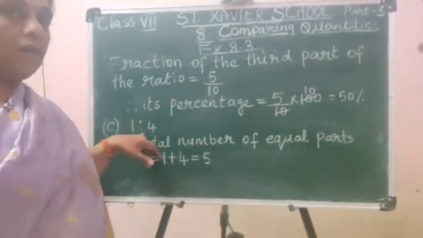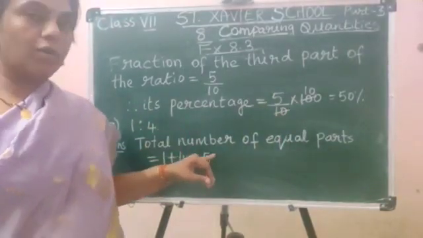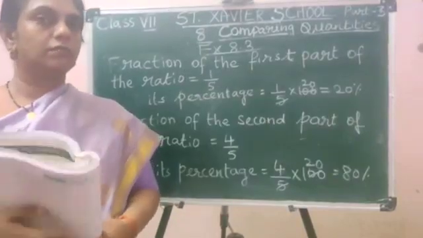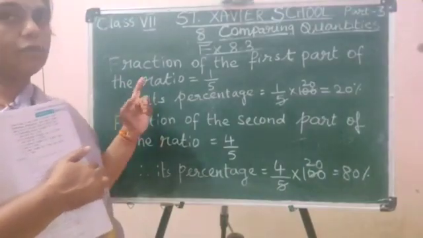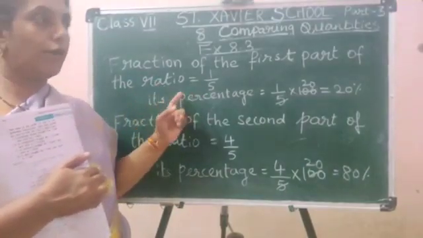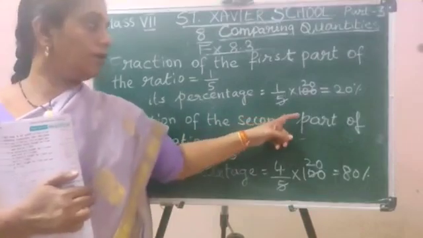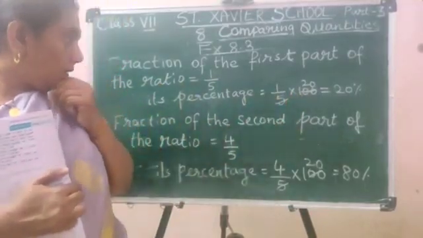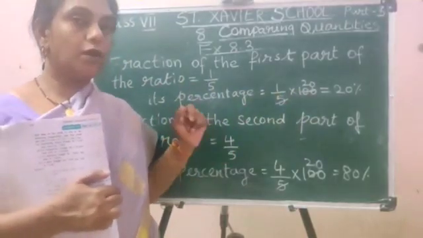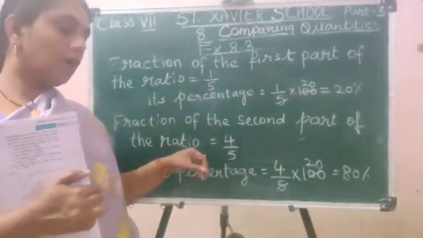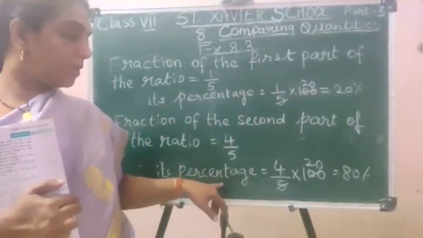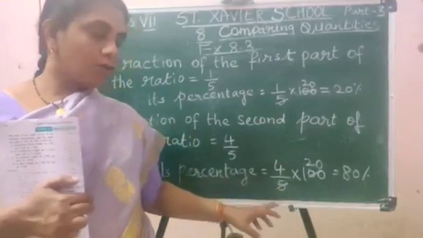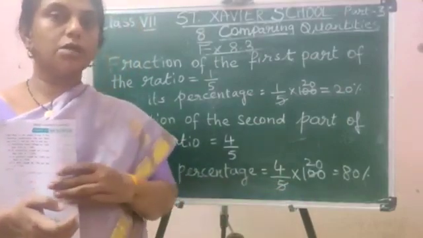Question number C. 1:4. So, the total number of equal parts is 1 plus 4 equal to 5. Now, the fraction of the first part of the ratio is 1 by 5. Its percentage is 1 by 5 into 100. 5 and 100 is simplified. 100 in the 5 table is 20 times, that is equal to 20%. Now the fraction of the second part of the ratio is 4 by 5. Its percentage is 4 by 5 into 100. 100 in the 5 table is 20 times, so 4 20s are 80%.